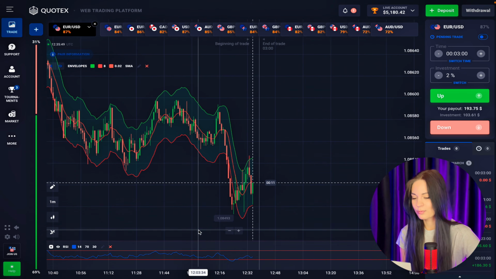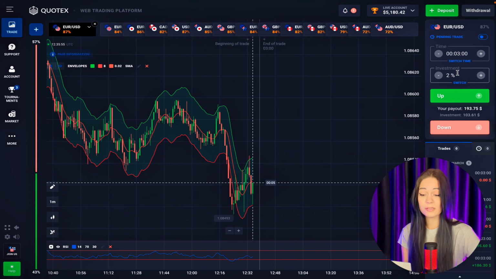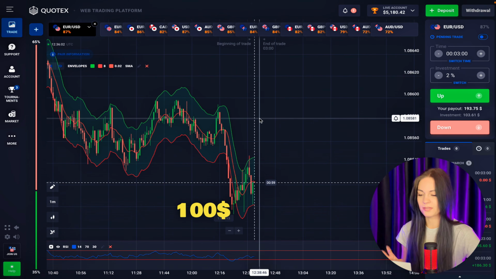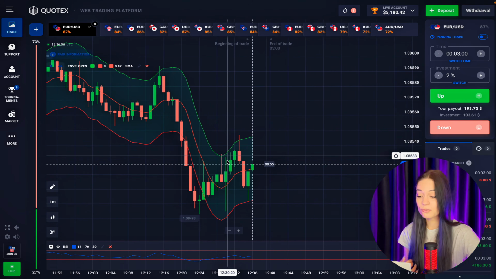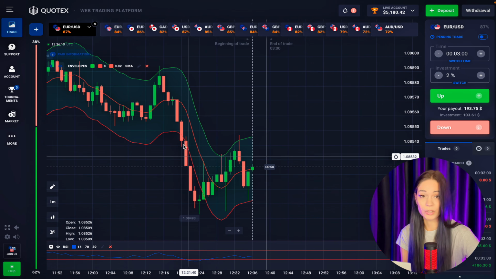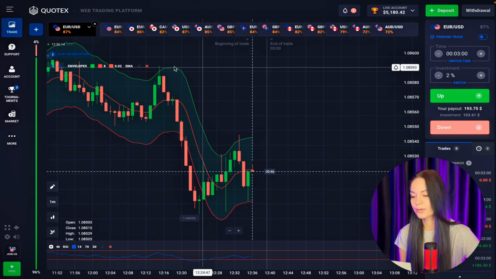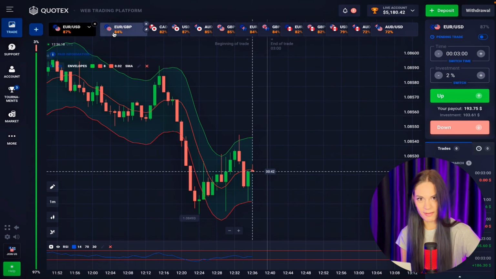So indicators we have already added. I showed you settings at the beginning of the video, and with the platform expiration time is 3 minutes as always, and amount of money that I'm using is 2%. It's around like $100 in my case. So let's start trying to find the entry points where we can do it. Right here was a good one, but we missed it. So let's start it. We have a lot of available currency pairs, and let's try to make it a bit dynamic today.